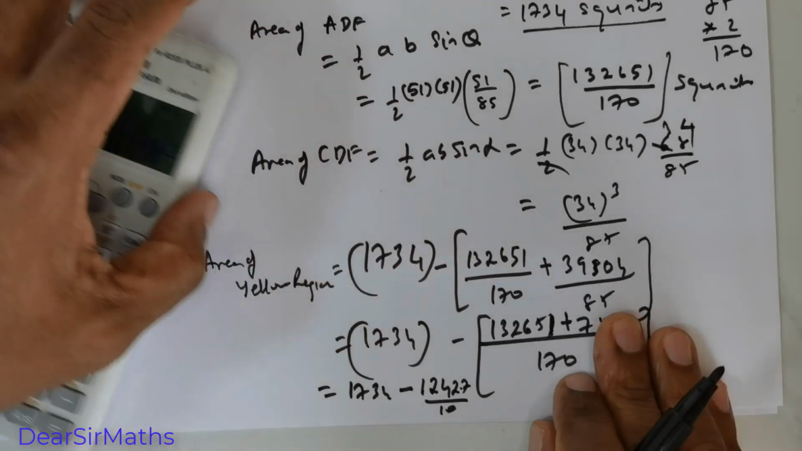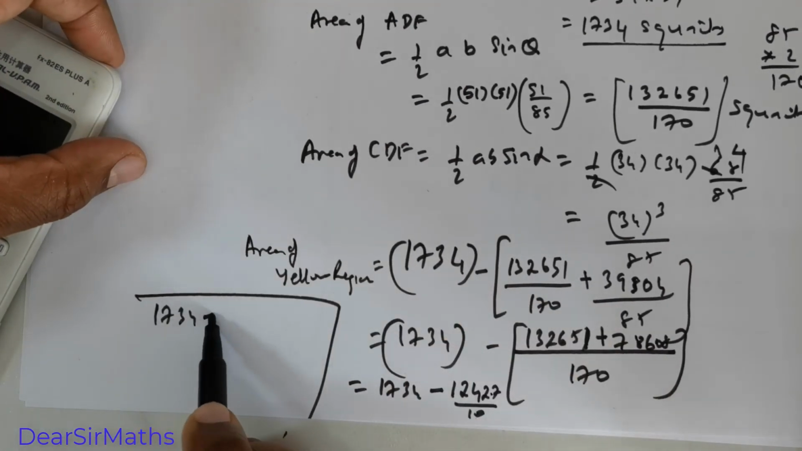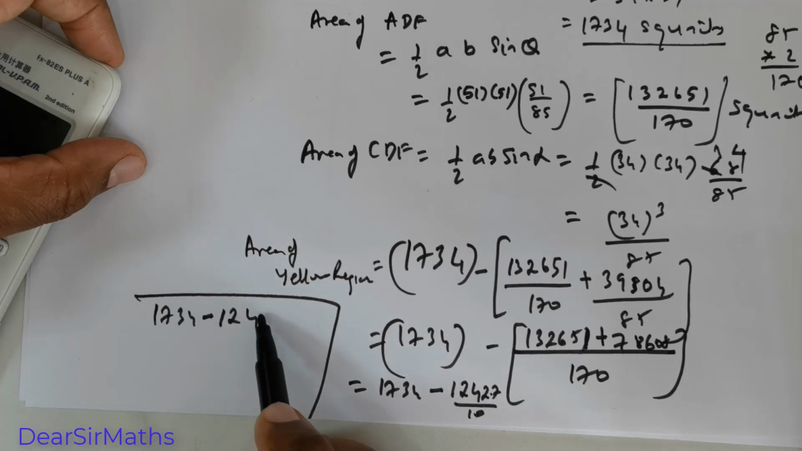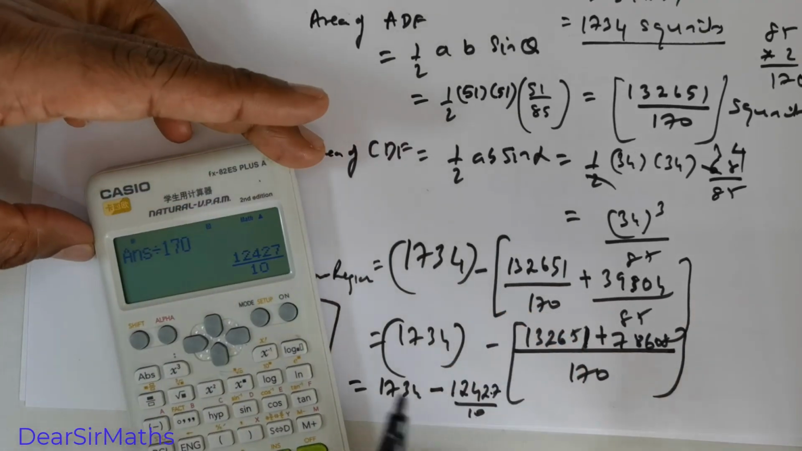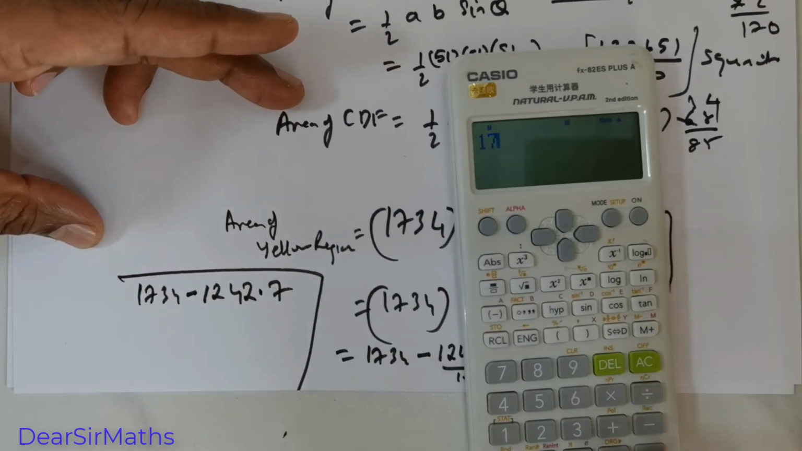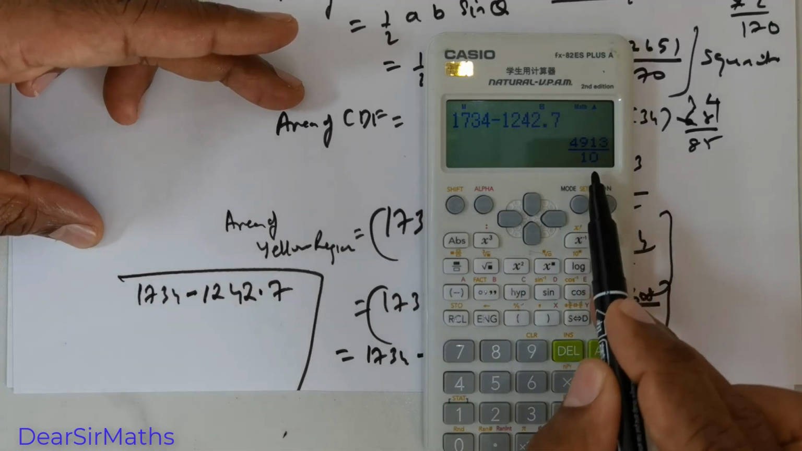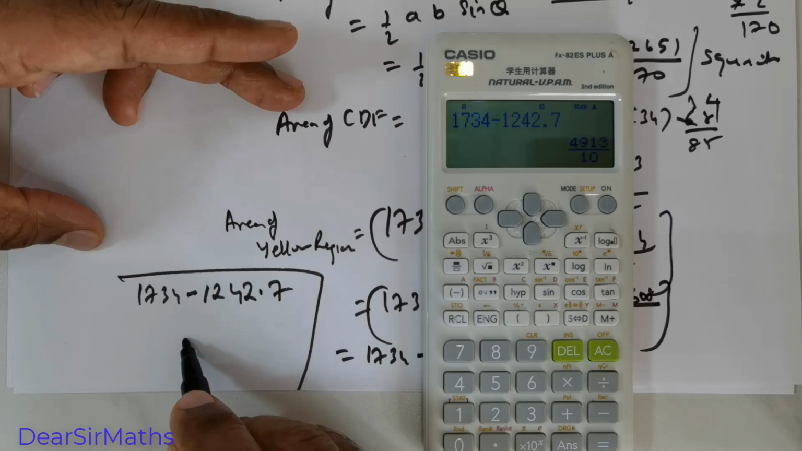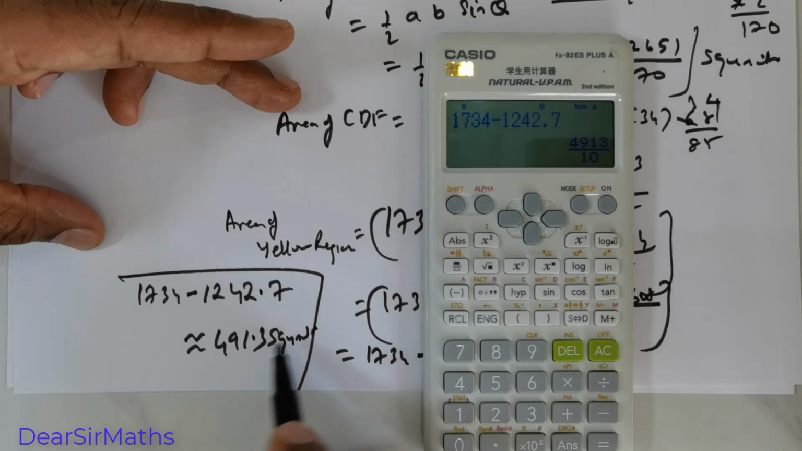Now it's divided by 10, so I can place a decimal point here. That would mean I now have 1734 minus 1242.7. Let me just subtract that. 1734 minus 1242.7 is 4913 divided by 10. So this is approximately 491.3 square units. So that's the answer.